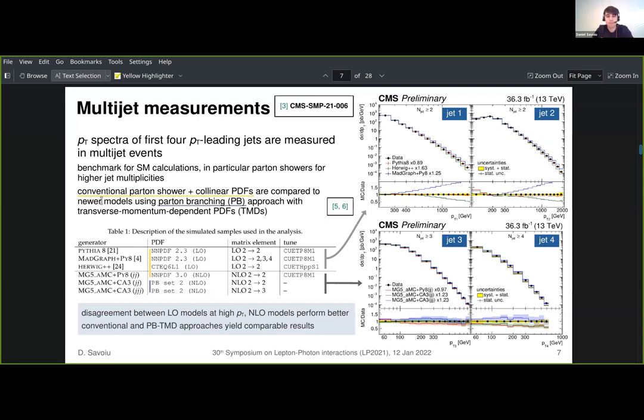is explored. You can see here the leading order models have a lot of variation for the high PT when looking at the leading jet PT, whereas when you go to the next to leading order models, they start to become more and more compatible. And we also see that the conventional and the TMD approaches also yield comparable results.